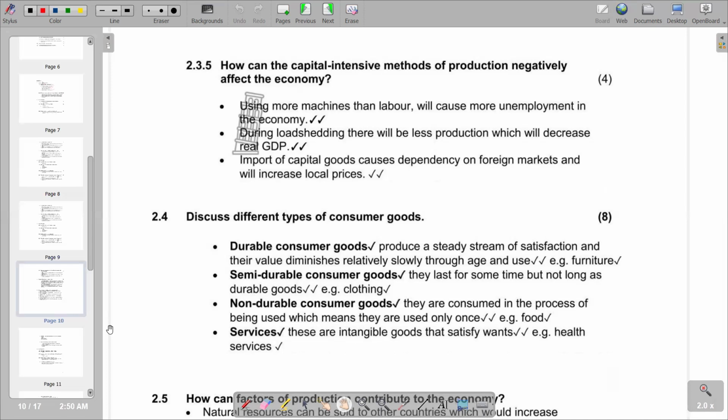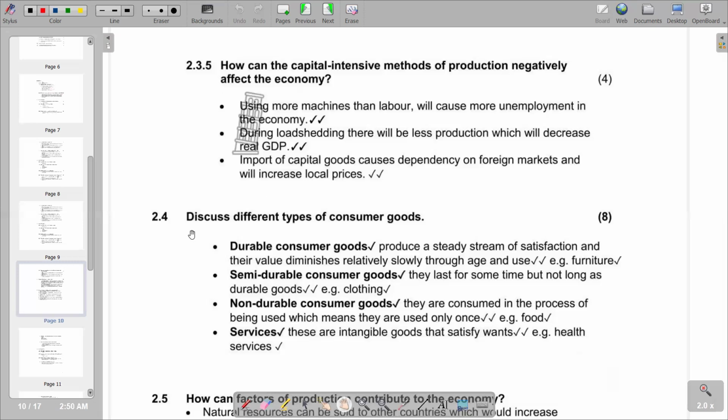Lastly, we've got import of capital goods causes a dependence on foreign markets and will increase local prices. So basically, you're saying since we are now using equipment, obviously, most of the equipment won't be manufactured in the local economy. We have to acquire those equipment from outside the country, and we are depending now on foreign markets, and this is going to lead to high input expenses, as we see that this burden will be passed to the consumer or the customer, and we are going to see prices going up. So basically, that's what we have on 2.3.5.